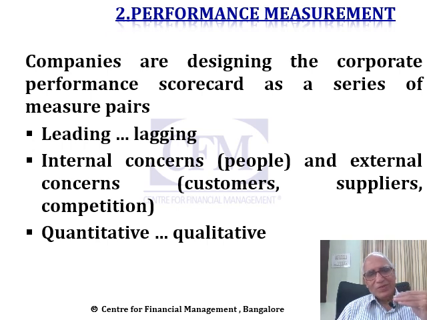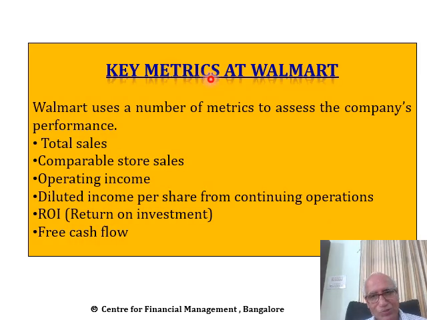Two, performance measurement. Companies are designing the corporate performance scorecard as a series of measure pairs which include leading indicators and lagging indicators, which focus on internal concerns as well as external concerns, which emphasize quantitative as well as qualitative criteria. Key metrics used at Walmart. Walmart uses a number of metrics to assess the company's performance: total sales, comparable store sales, operating income, diluted income per share from continuing operations, return on investment, free cash flow.